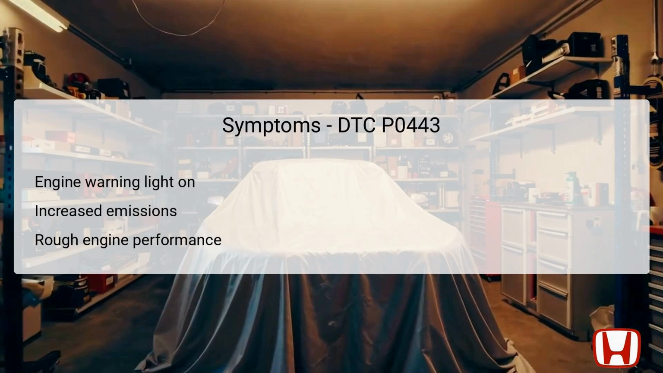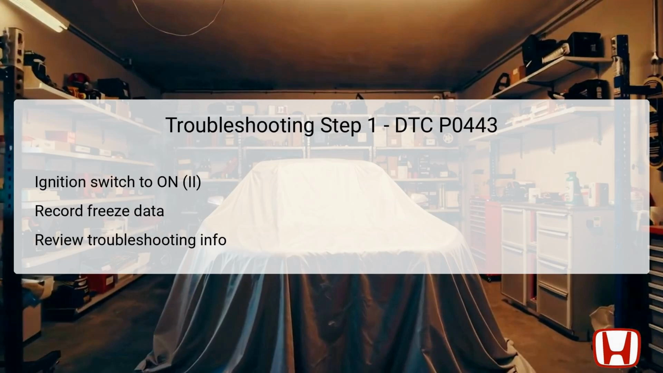It's essential for vehicle owners to recognize these symptoms, as they can lead to more significant repair costs if left untreated. The first step in troubleshooting DTC P0443 begins with turning the ignition switch to the ON position. This action powers the vehicle's electrical systems without starting the engine, allowing for preliminary diagnostics. At this time, it is also essential to record all freeze frame data and onboard snapshots, as they provide crucial information regarding the vehicle's operational parameters when the fault occurred.